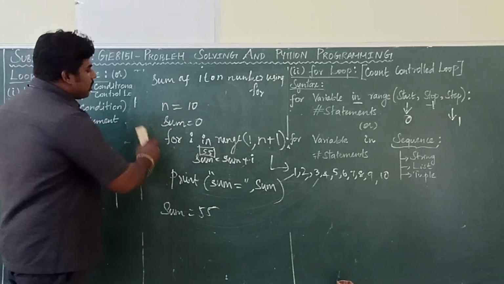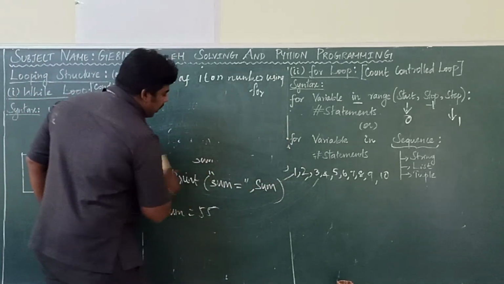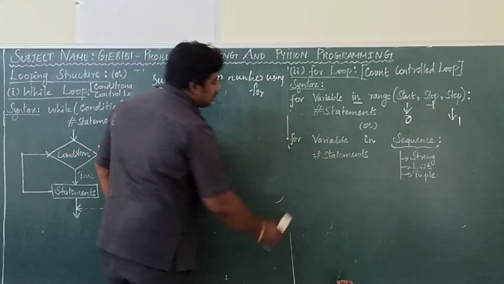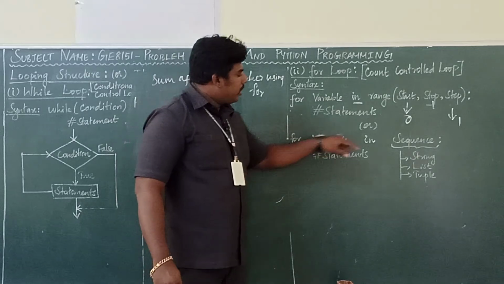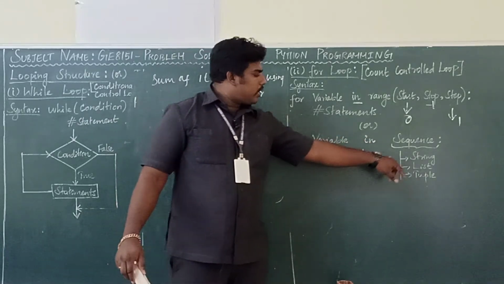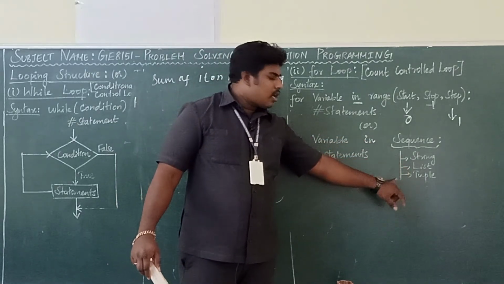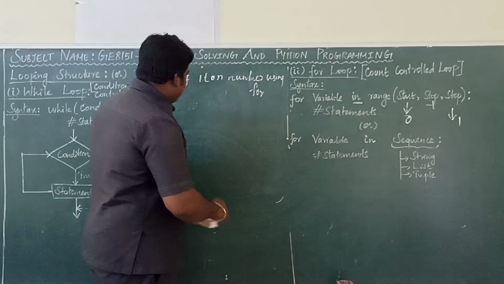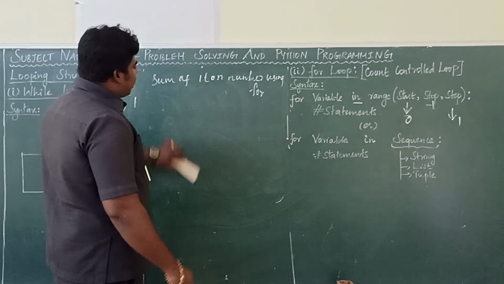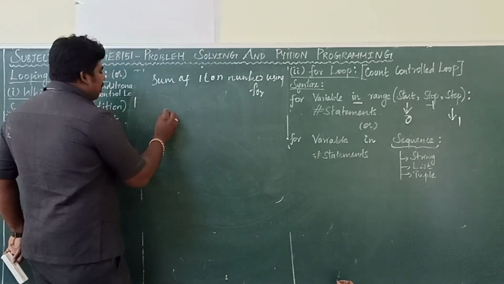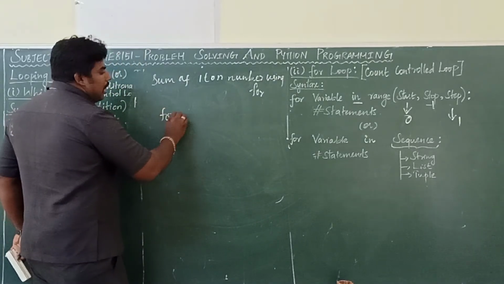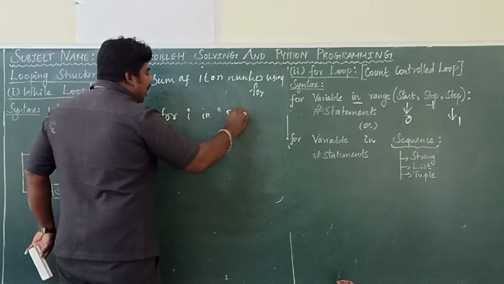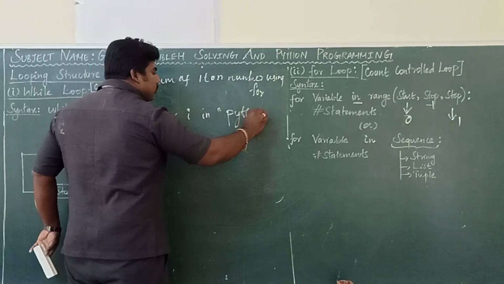The second type is for loop by using the sequences. See the syntax: for variable in sequence. Sequence means it should be a string or list or tuple or anything. Any sequence we can use. I will give you a simple example so you will get the idea. For I is a variable in Python. I am using one string.